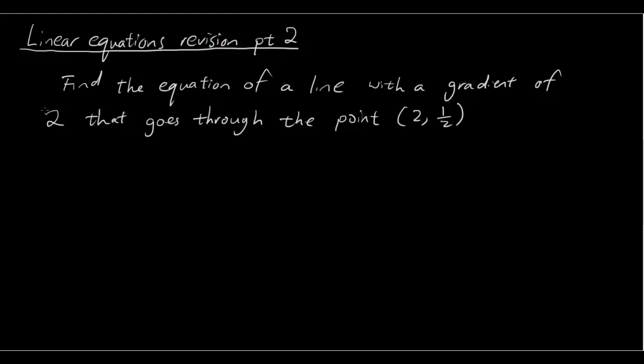Now the gradient and the point can change to whatever numbers are specified in the question. You still do this question with the same method, no matter what the gradient is or what the point is. So here are the steps. Firstly, you recognize that the equation must have a general form of y equals mx plus c.